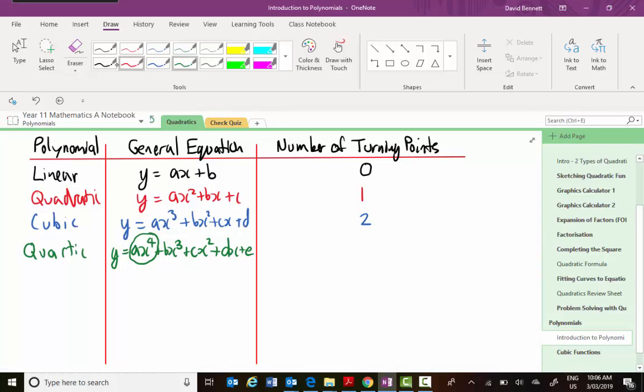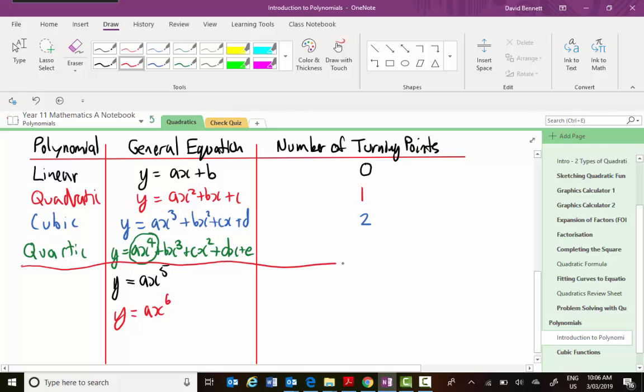I don't even know what they call the next one, but it would have y equals ax to the 5, and then you'd go y equals ax to the 6. Most of the ones that we're going to do will probably finish at that line there. If we were just doing a sketch of these things, we know a linear equation goes something like that. A quadratic goes something like that, or the other way around. A cubic could go something like that. It's got 2 turning points.